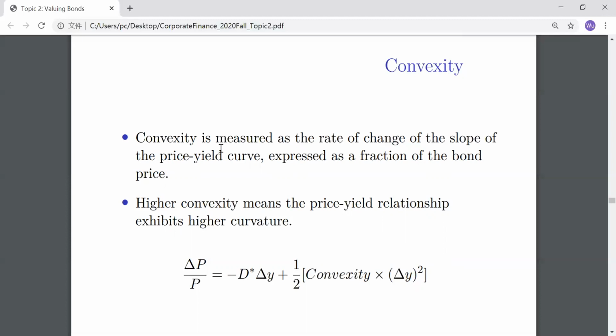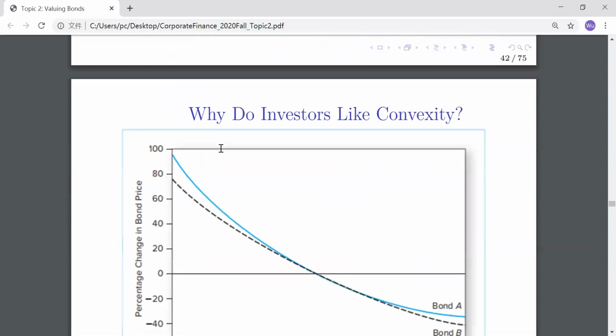In that case, the interpretation of the convexity measure is that it is the rate of change of the slope of the price yield curve. It is the speed of change in the duration, because duration is the slope of the price yield curve. That is the idea.